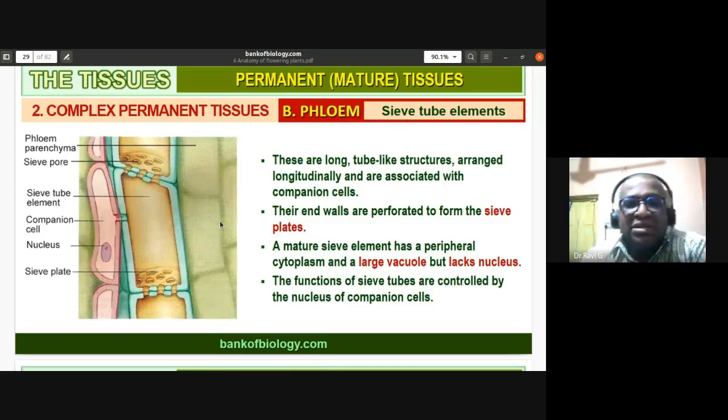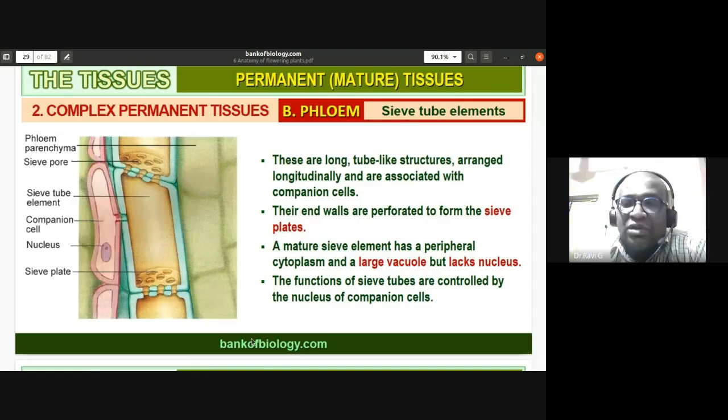If you look at this structure, the sieve tube is a long tube-like structure arranged longitudinally and associated with the companion cells. The end walls of the sieve tube are perforated to form sieve plates. You can see the sieve plate with sieve pores here.